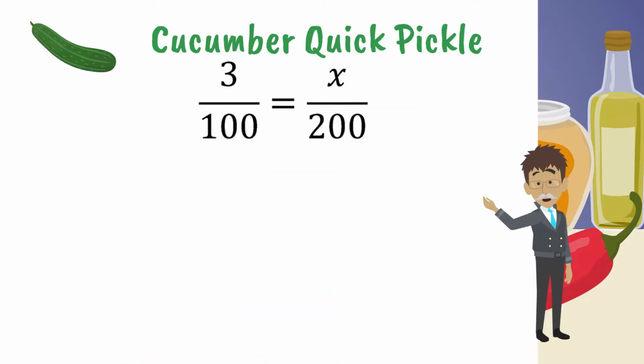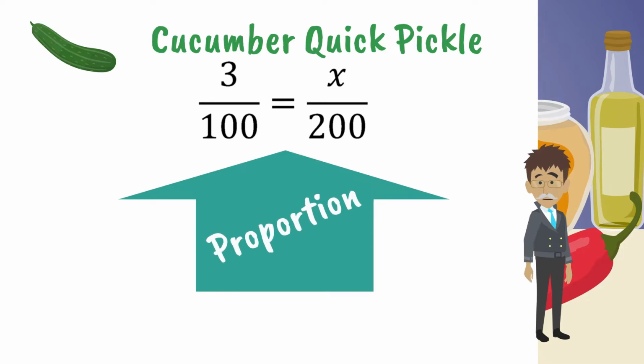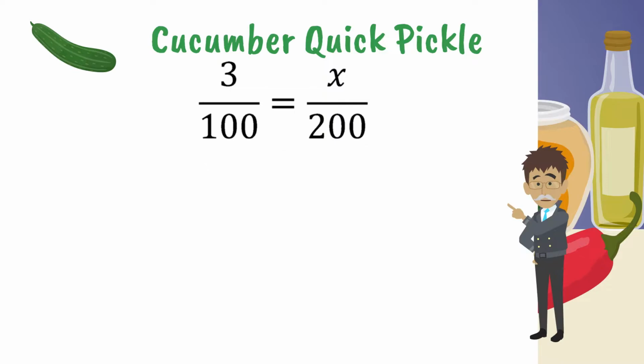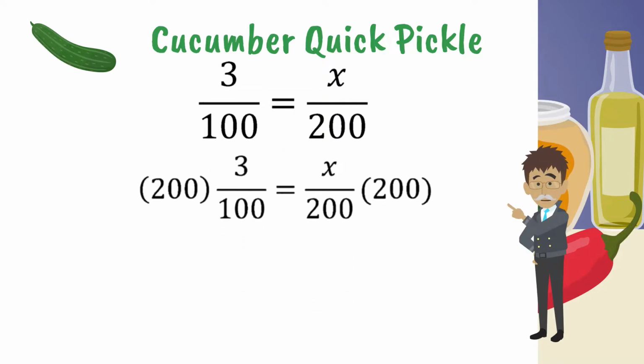Now, we can solve the equation. Notice that we now have a proportion by converting the percent to its fraction form. But if I multiply both sides by 200, the whole amount and the denominator of the right side of the equation, I can isolate the variable.